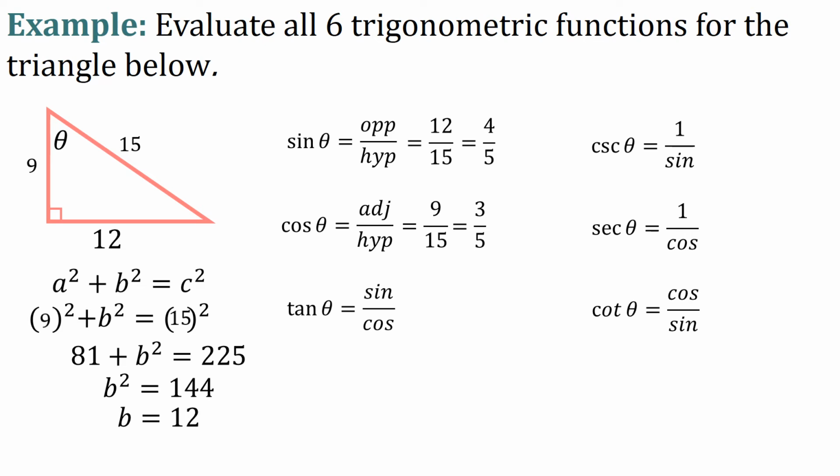Tangent is sine over cosine, so you could have said 12 over 15 over 9 over 15. And that would have simplified to 12/9, and you would have got 4/3. Or if you would have done 4/5 over 3/5, you still would have simplified to 4/3. All right, cosecant is the reciprocal of sine, so instead of being 4/5, it's 5/4. Secant, instead of being 3/5, is 5/3. And cotangent, instead of being 4/3, is 3/4.